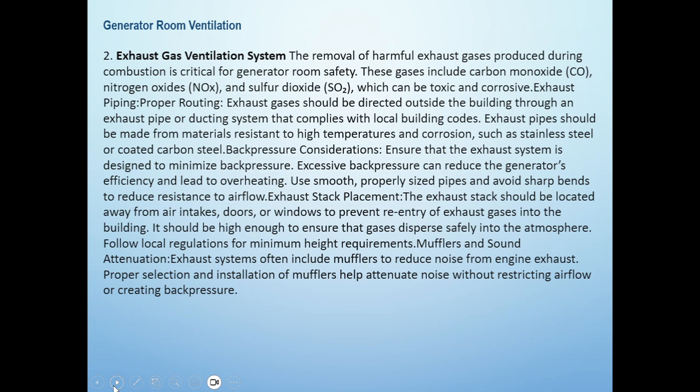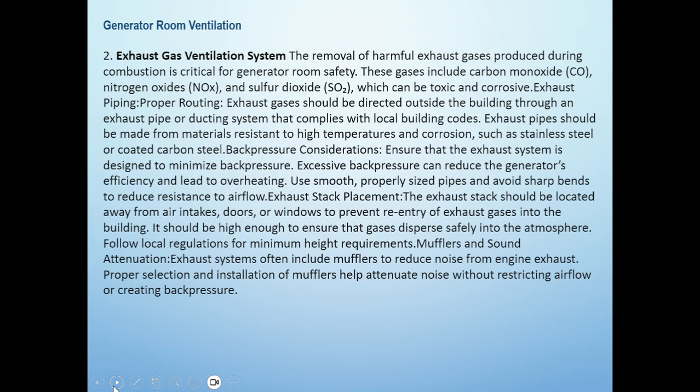The exhaust piping, proper routing. Exhaust gas should be directed towards the outside of the building through an exhaust pipe or ducting system that complies with the local building codes. The exhaust pipe should be made from materials resistant to high temperature and corrosion, such as stainless steel or coated carbon steel.